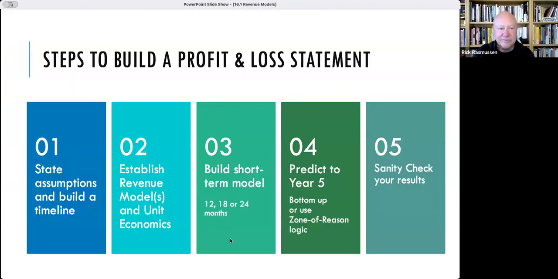Revenue models. What we're doing today is we're marching through this path. And so I'm doing revenue models and unit economics. We're going to build out a pipeline, and we're going to build out your P&L.